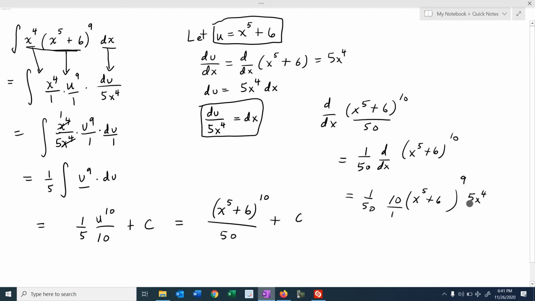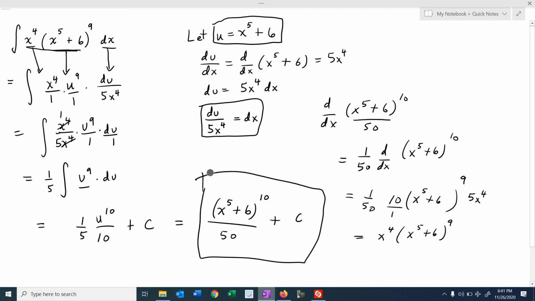Okay, so the order in which you multiply doesn't matter. Notice you get 50 over 50, so those cancel out. You're left with an x to the 4th, and then times x to the 5th plus 6 to the 9th power, which is the function that we had here. Okay, so this is the antiderivative, or the family of antiderivatives for this original function here. Okay, so that's how we use substitution to find an indefinite integral that's sort of complicated in this case.